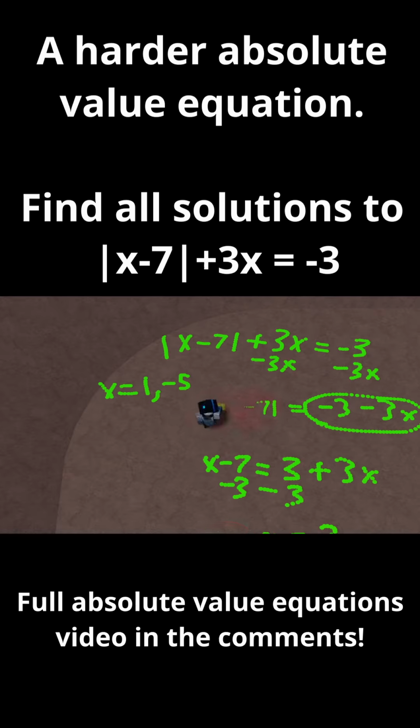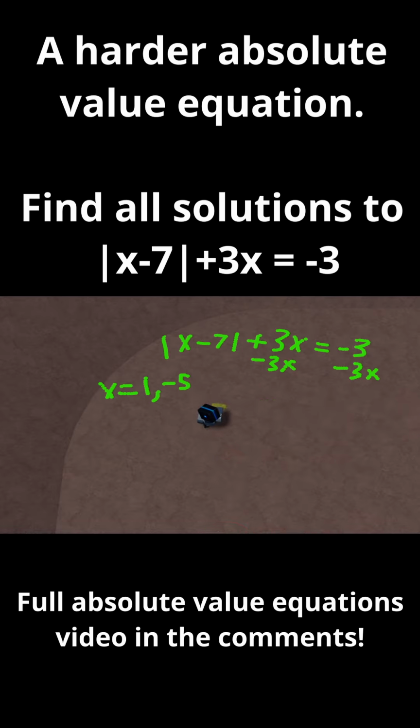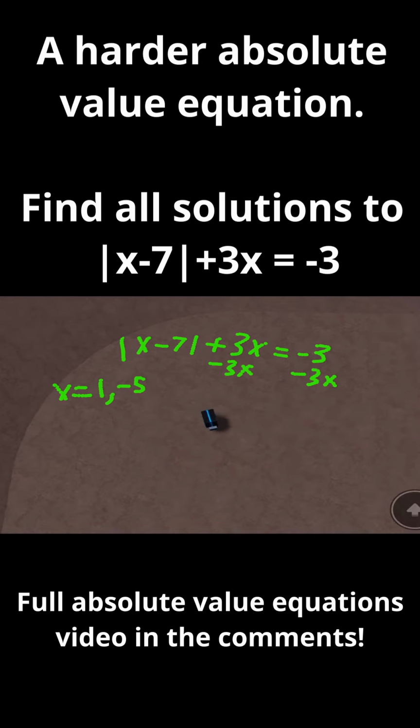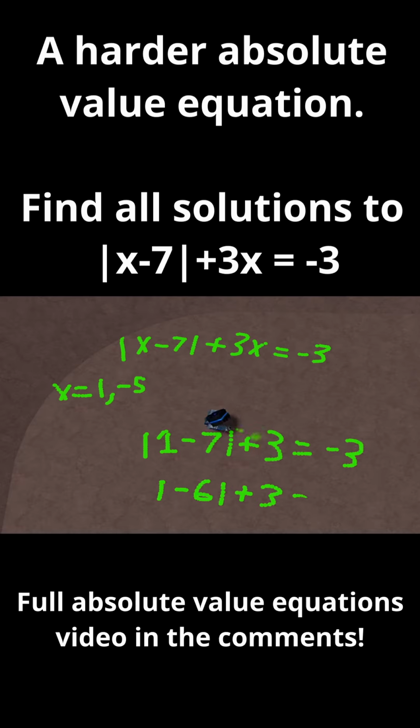But what if both of these solutions aren't actually correct? Why don't we try checking our answers and see if both of these are correct or only one of these is correct? So first, let's check x equals 1. If I plug that into our initial equation, let me just erase all this so you can see it. That's the absolute value of 1 minus 7 plus 3 times 1, which is just 3, is equal to negative 3. Now let's see if this is a true statement. 1 minus 7 is negative 6, plus 3 is equal to negative 3.